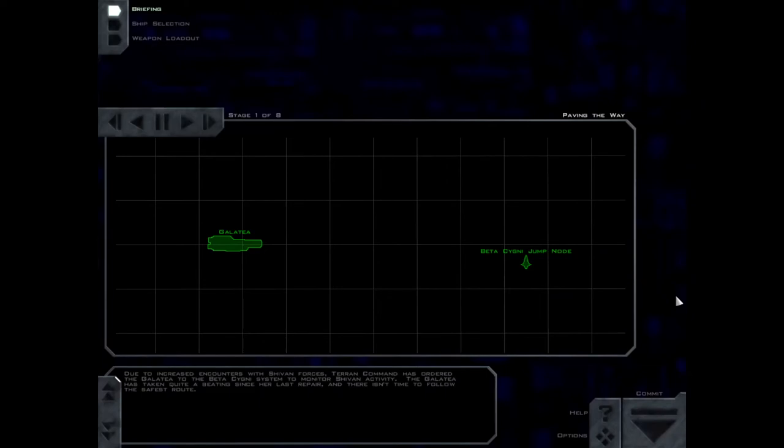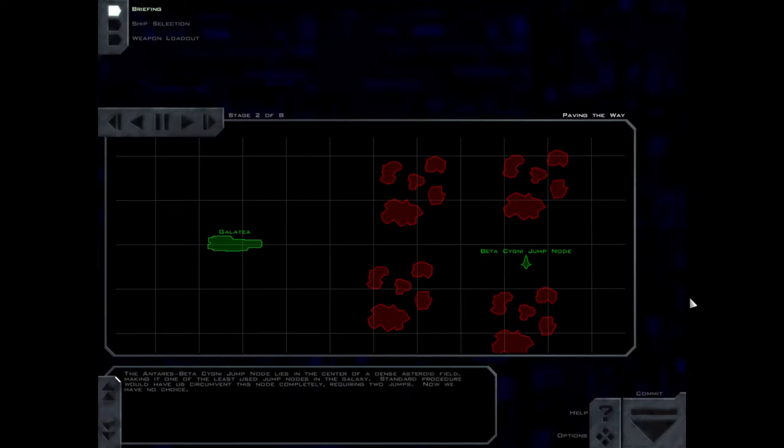Due to increased encounters with Shivan forces, Terran Command has ordered the Galatea to the Beta Cygni system to monitor Shivan activity. The Galatea has taken quite a beating since her last repair. There isn't time to follow the safest route. The Antares Beta Cygni jump node lies in the center of a dense asteroid field, making it one of the least used jump nodes in the galaxy. Standard procedure would have us circumvent this node completely, requiring two jumps. Now we have no choice.